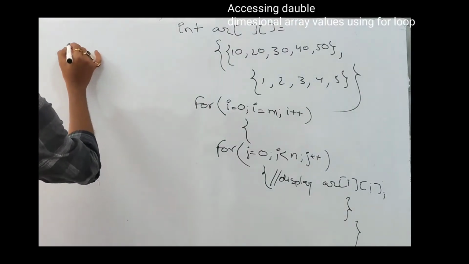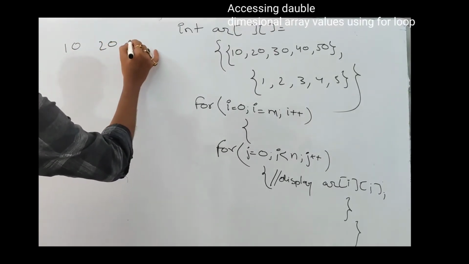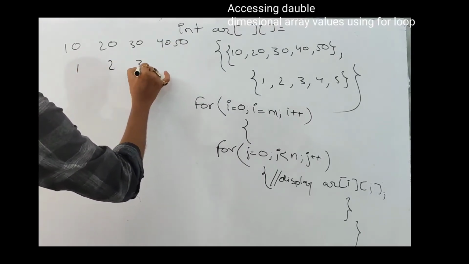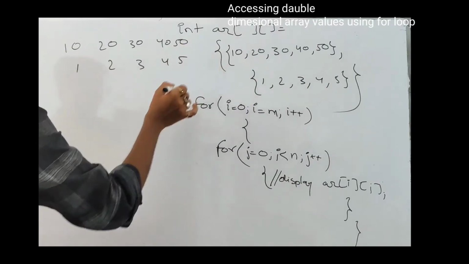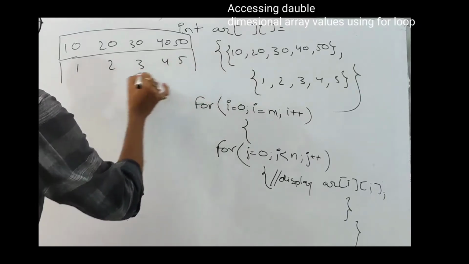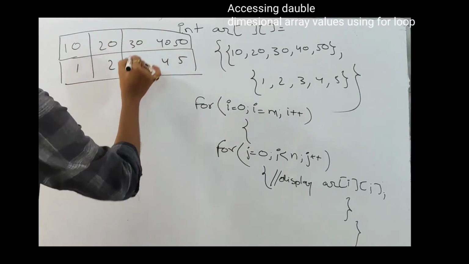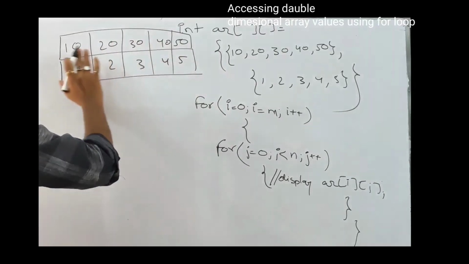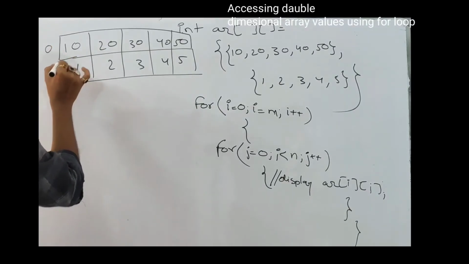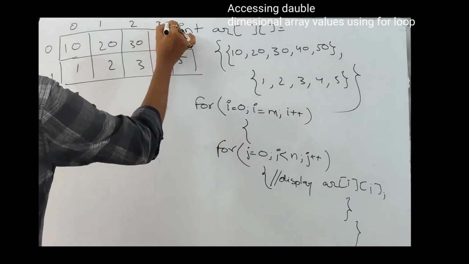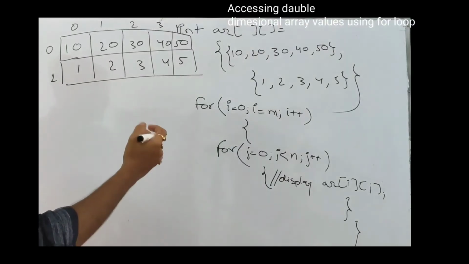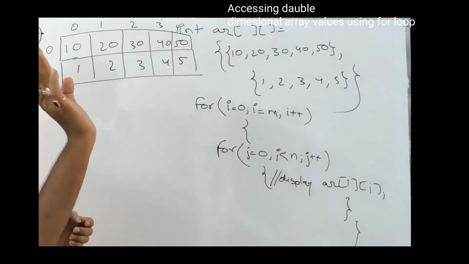What is written here is 10, 20, 30, 40, 50 and 1, 2, 3, 4, 5. So these are the two blocks. This is one block and this one is another block. We can see that this is represented in a matrix way. There is a row number and also a column number. This M and N are basically the row number and the column number. So now let's see how it works.